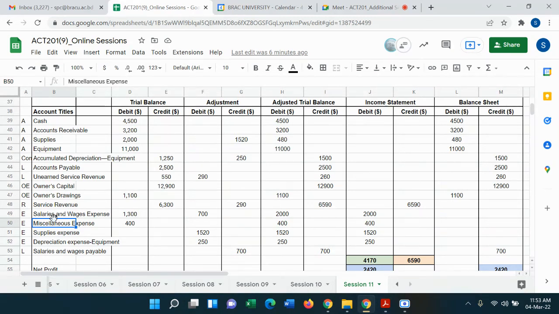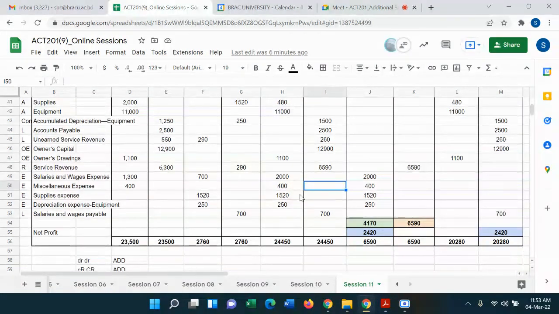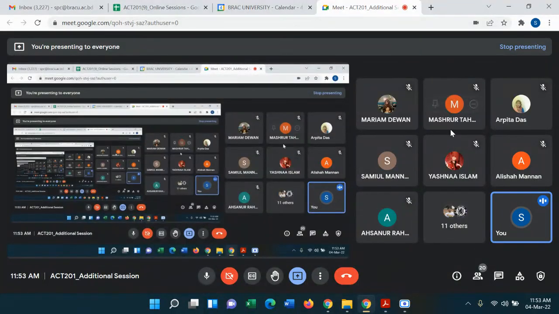Have you got some idea? Yes, sir. Okay. So this is how we have to handle it. Yeah, probably Mashur or someone else had a query regarding any other issue.